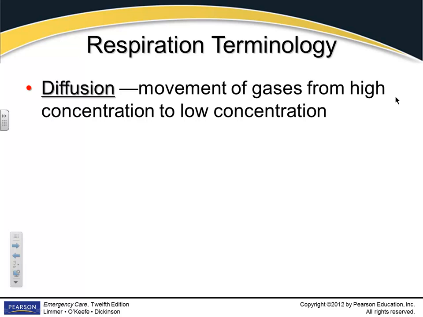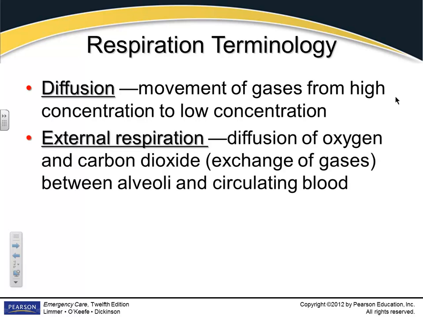So it's going to move from an area of high concentration to an area of lower concentration to equalize it. Okay, we talked about external respiration: diffusion of oxygen and carbon dioxide between the alveoli and the circulating blood. When the blood returns to the lungs to pick up oxygen, it's picking up oxygen and offloading carbon dioxide. It's just like that little diagram. On one side we've got a bunch of oxygen, on the other side we've got a bunch of carbon dioxide, and they don't exchange places, but half of each moves over so that it's equal.